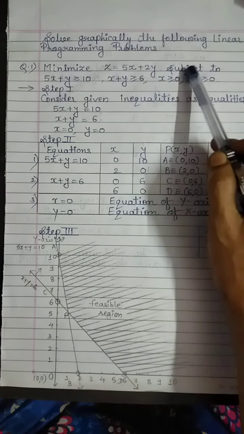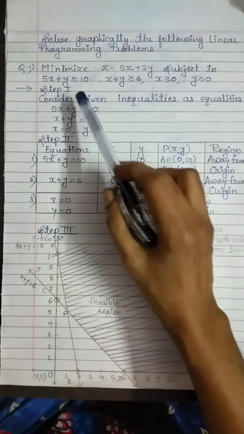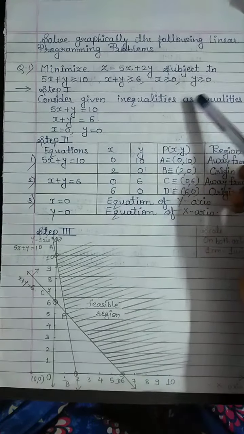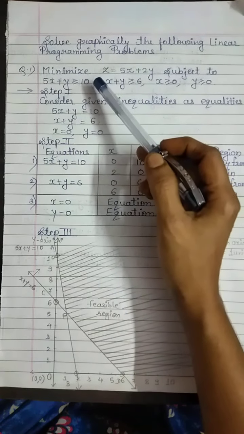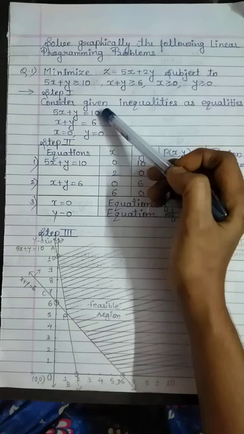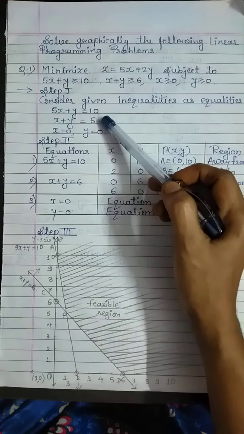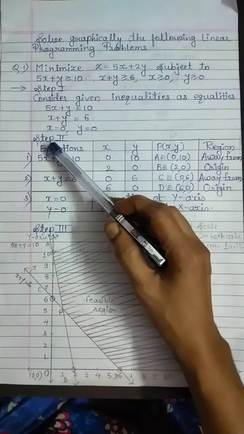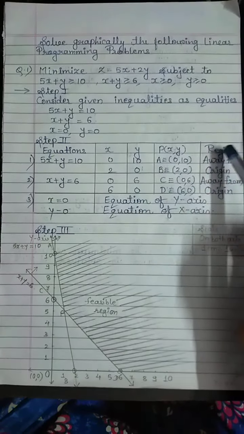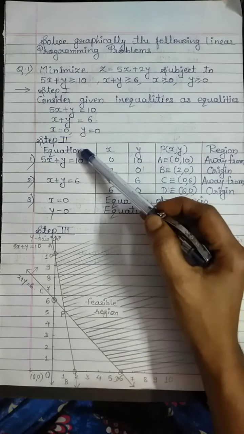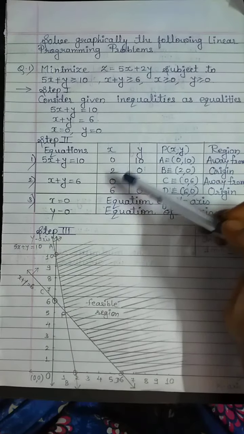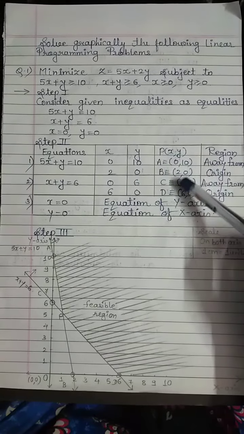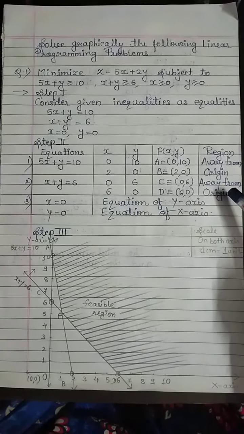Now we want to solve this LPP graphically. So let's start with step 1. We will consider the given inequalities as equalities. So equations will be 5x plus y is equal to 10, x plus y is equal to 6, x is equal to 0 and y is equal to 0. Now step 2. Here we will construct one table. First column will be equations, second values of x, third column values of y, fourth column point x comma y, and fifth column is the region.